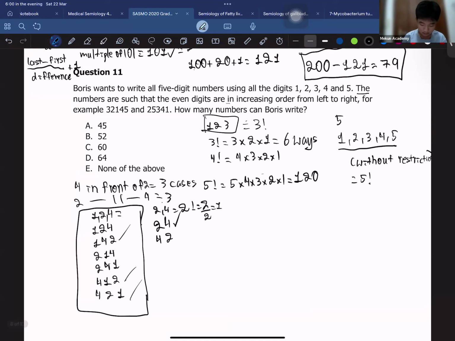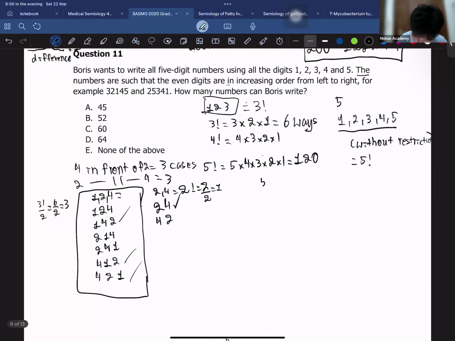When we test 2 factorial in arranging 2 and arranging 3, we just do 3 factorial divided by 2, which means 6 divided by 2, and we get 3 as the cases that we want. So in here, it is the same. So 5 factorial over 2 means 120 over 2, which is 60. The answer is C. Do you guys get it?